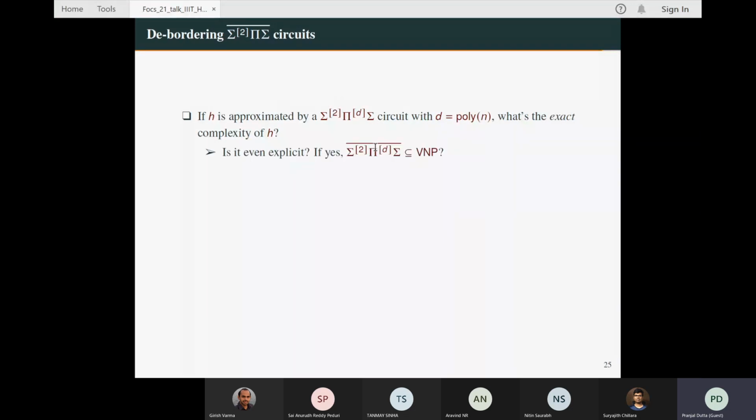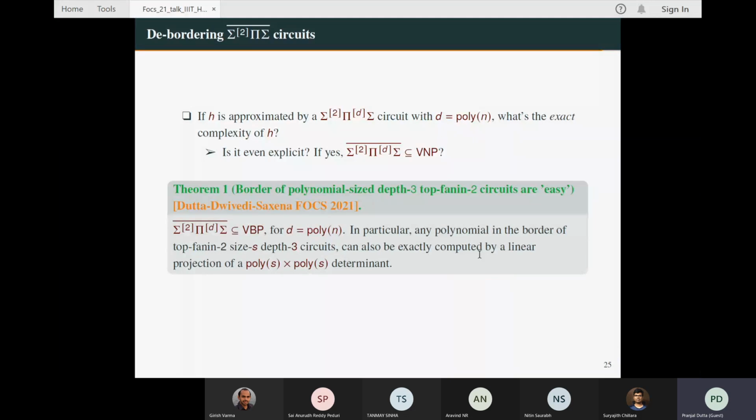The question is, is it even explicit? Is it even computing some polynomials where the coefficients are explicit? Is it even inside VNP? This was also not clear, even if you restrict your D to be poly in n. And now I state our result.